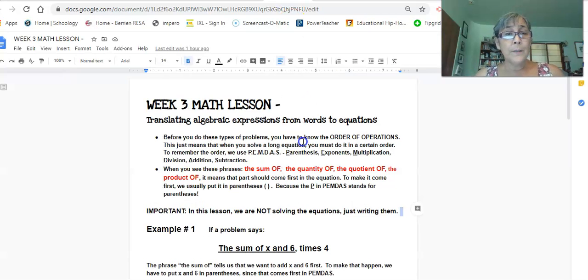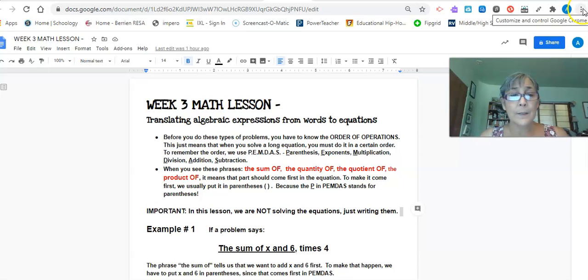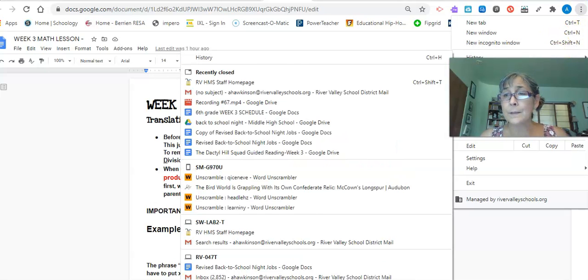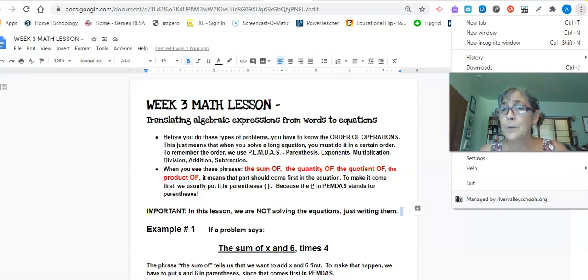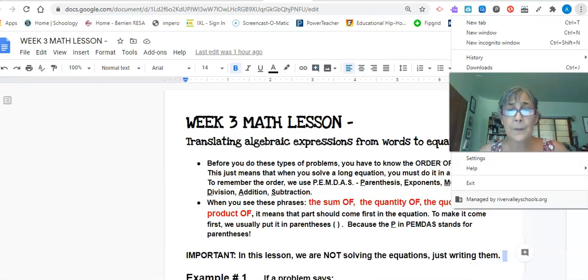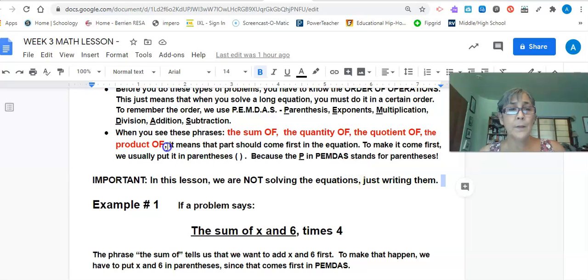So we already talked about this. Before you do these types of problems, you have to know the order of operations. We just learned that, so we can skip that part. But the second bullet point is important. Let me make it a little bigger. It says, when you use these phrases, go down there, Mrs. Hawkinson. When you use these phrases, sum of, quantity of, quotient of, or product of, when you see that of in there, they're telling you that you need to figure that out first.